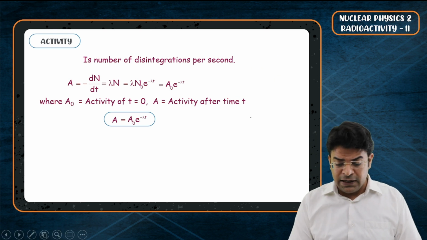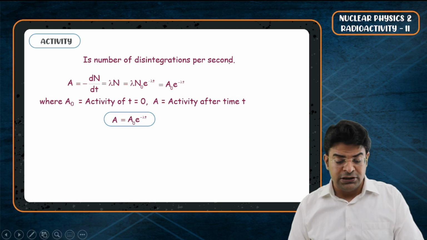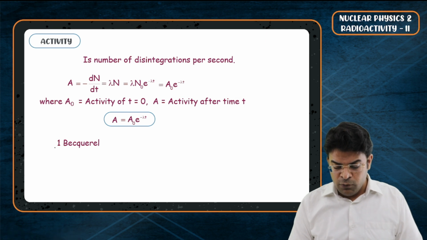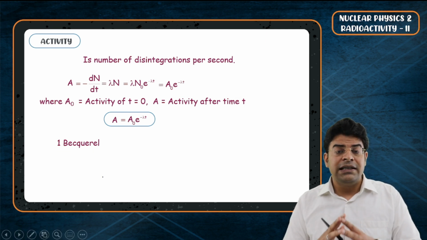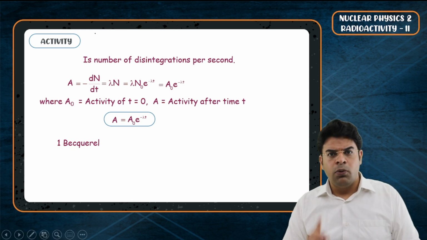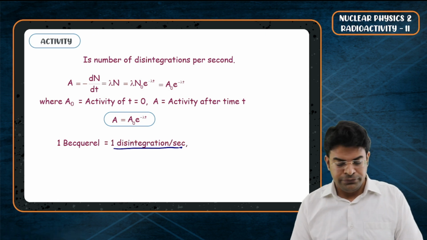And what is activity? It is the number of disintegrations per second. Now we need to remember some units. There is something called 1 becquerel. 1 becquerel is the SI unit of activity. 1 becquerel means 1 disintegration per second.